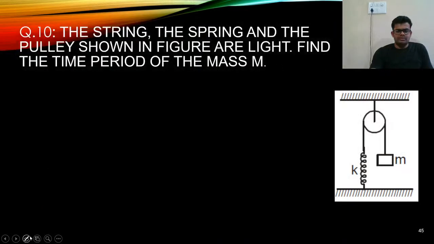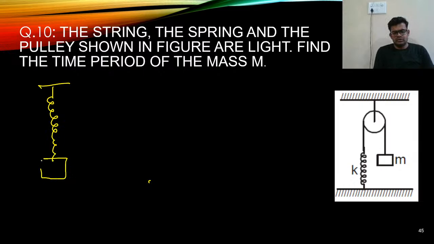So let me ask another question from you. What is the time period of this system? Remember, first I am explaining this. This is mass M, this is spring constant K. Let's say this is at equilibrium. At equilibrium, the extension is X naught.